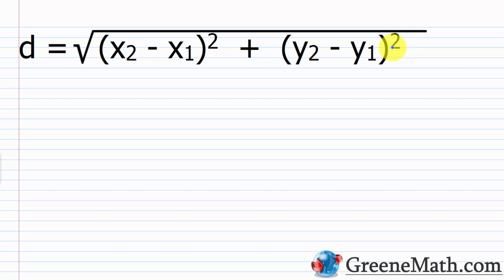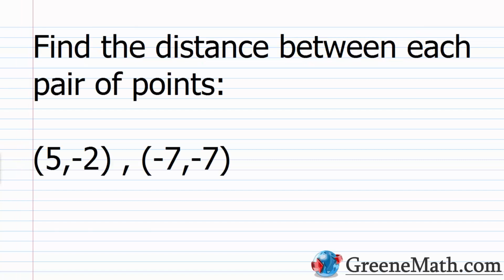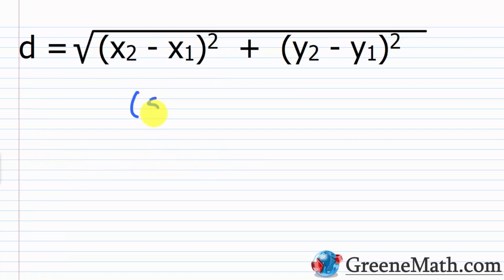So how does this relate to the Pythagorean formula? Well, let's look at an example and work through that completely, and then we'll bust through a bunch of examples. All right, so we want to find the distance between each pair of points. We're going to start out with 5, -2 and -7, -7. So let me go back up. We have 5, -2, and we have -7, -7.